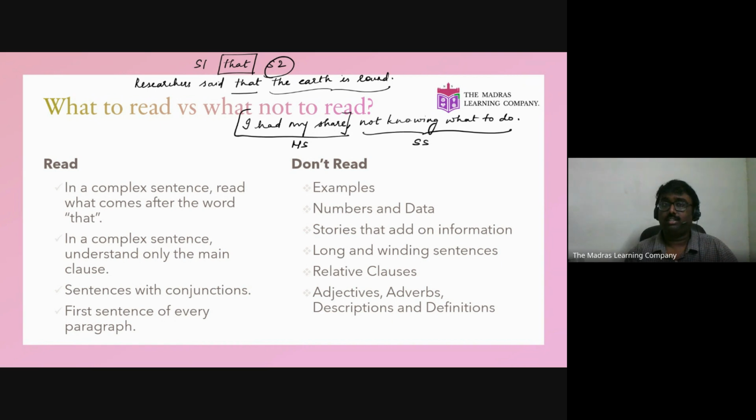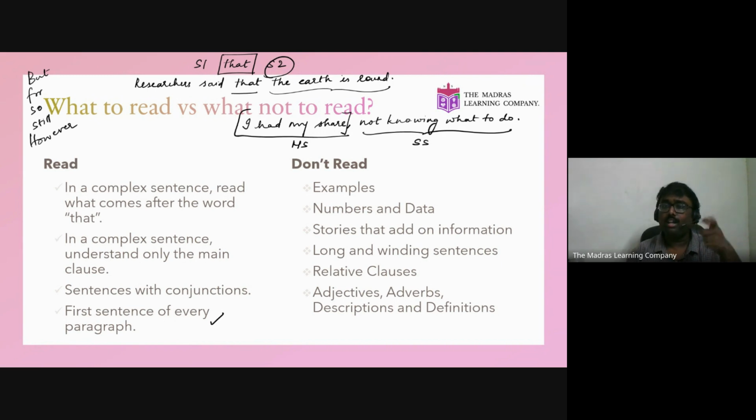Then, sentences with conjunctions. What do I mean with conjunctions? Let's say you have words like but, for, so, still, however, therefore, even though, although, any word like that. Slow down and read. That's very important because that tells you the direction in which the passage is flowing. Okay. And in addition to all this, for every paragraph, irrespective of what the first sentence is, always read the first sentence. Never skip the first sentence. Read the first sentence.